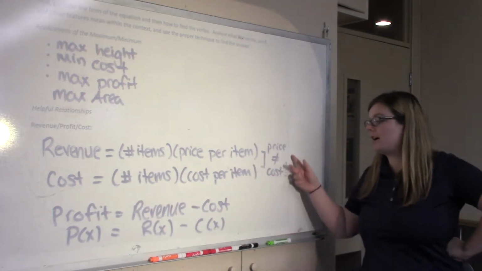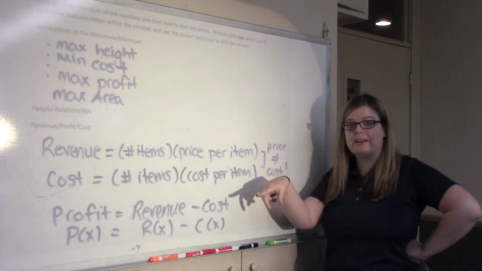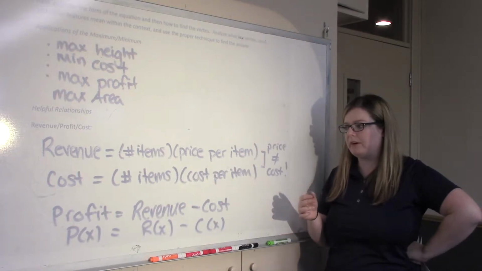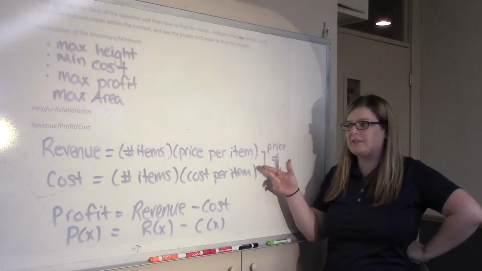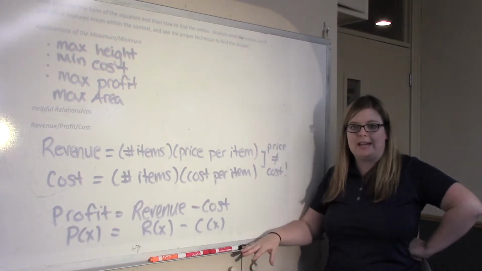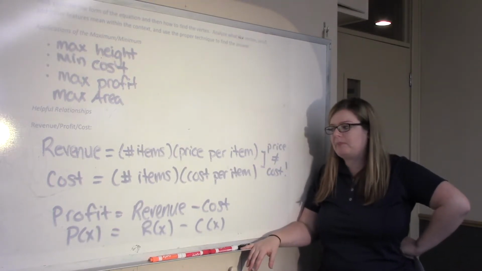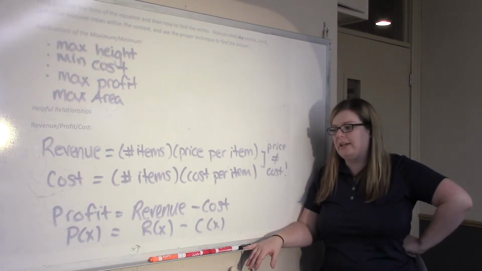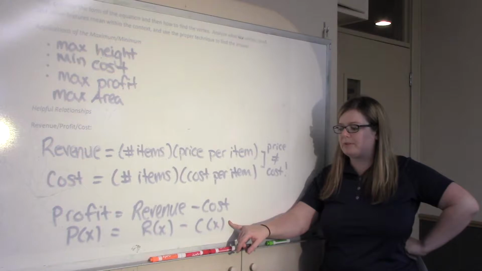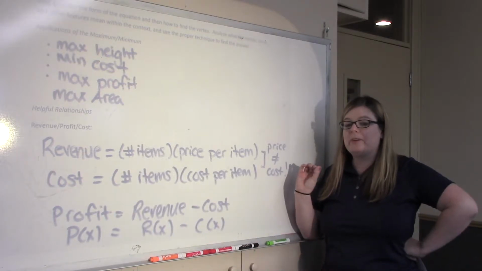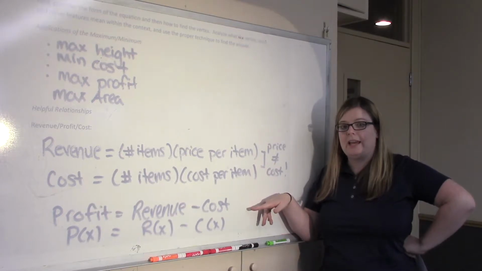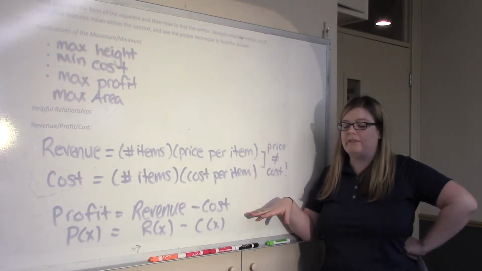So price and cost are not the same thing. Price is what you're selling for. Cost is what it cost you to make it or buy it yourself or whatever. And then the profit is the difference between these two. So how much you end up actually taking home at the end of the day after you've paid your costs. So if you want to represent that in function form, it's just P(x) equals R(x) minus C(x). So be careful not to confuse the difference between revenue, cost, and profit, and that you know how to find all three of these.